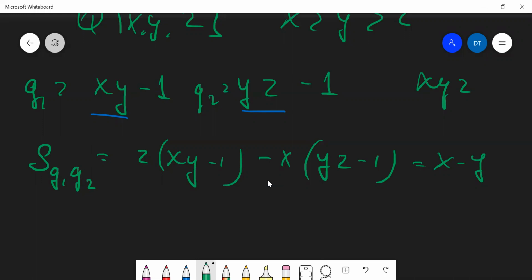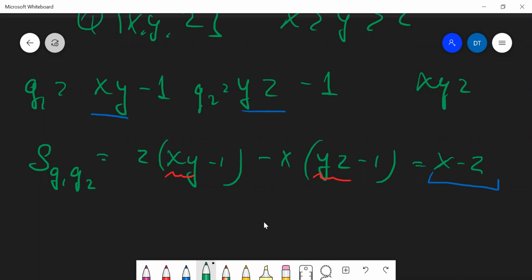Okay, now I see. Shouldn't it be x minus z? Oh, it's x minus z. You're right. Yes, you're totally right. That's my mistake. X minus z. So you see, the reason why it happens is because you cancel the leading terms. And now all the other terms are strictly smaller than the leading terms of your initial polynomials. Now there is nothing you can reduce by these guys. So this is not a Gröbner basis.